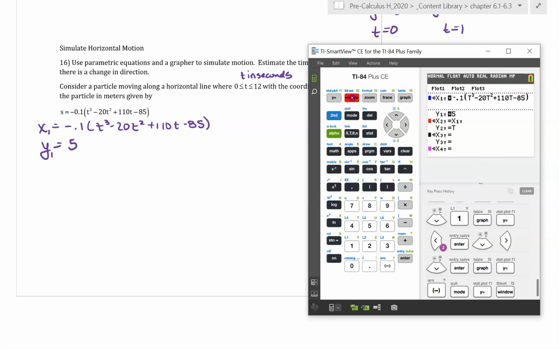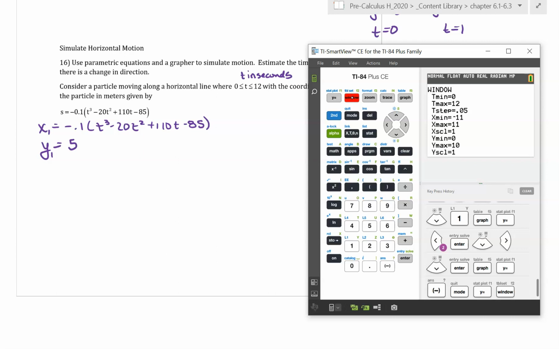So if we go to window, I just went from 0 to 12, because that's what was given. We want to look at 12 seconds. And I made t-step 0.05 right now. That just seemed reasonable to me because we didn't want it to be too slow or too fast. Now for x's, why don't you go ahead and just use maybe negative 11 to positive 11. And for y's, I just want to make sure that the horizontal line is in that window, so I just went from 0 to 10.